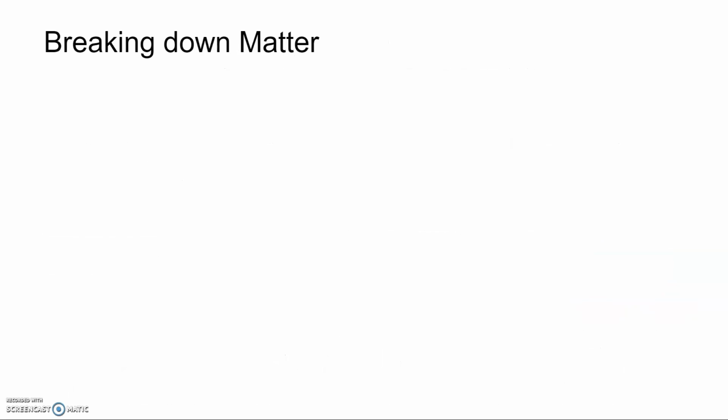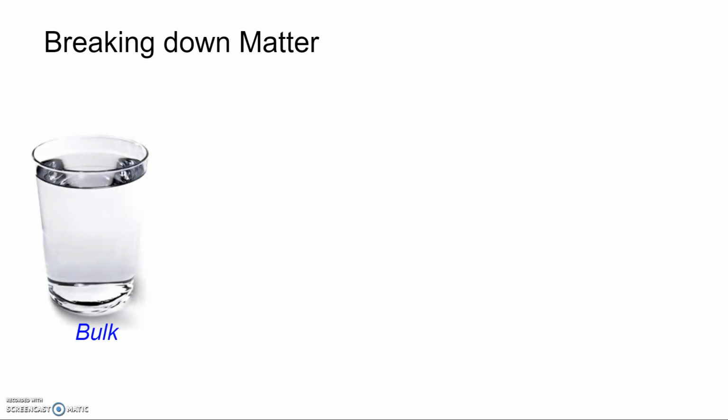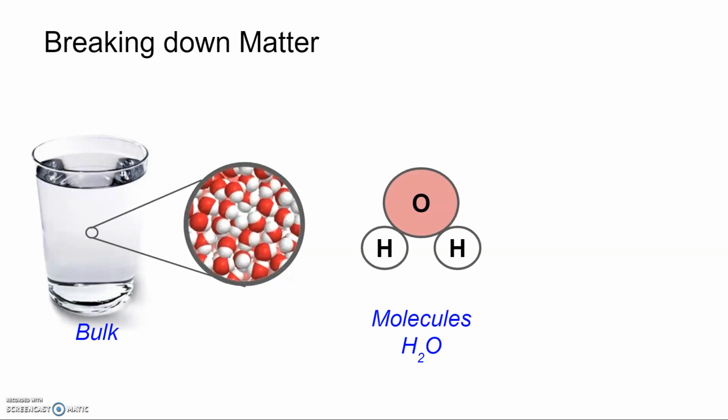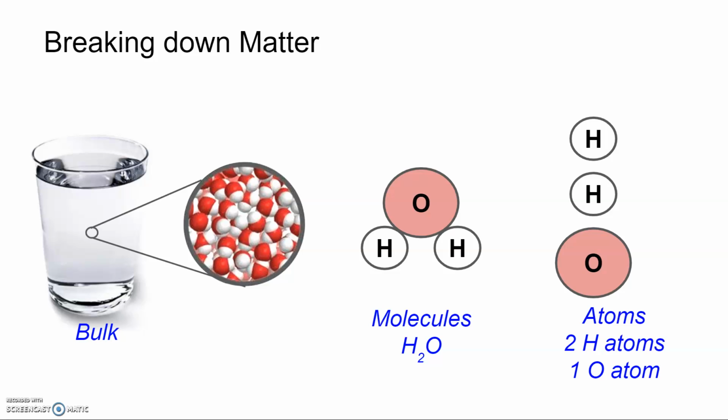So one way of thinking about matter and its relationship to atoms is thinking about how we can break it down to get it into an atom. So let's start off with a glass of water. That will be a bulk sample of water. If you zoom into that water, you would see a bunch of water molecules, like billions and trillions of water molecules. And if you just take out one of those water molecules, one H2O, you could break that apart into two hydrogen atoms and one oxygen atom if you break the bonds connecting the atoms together.